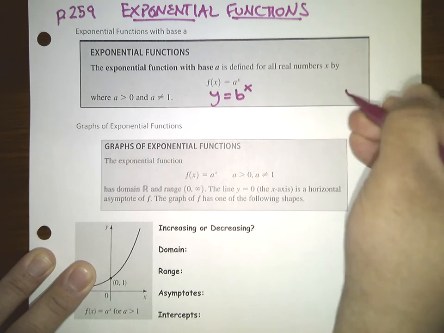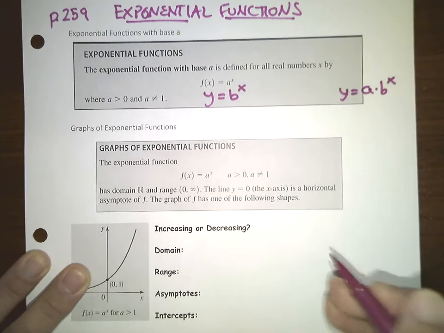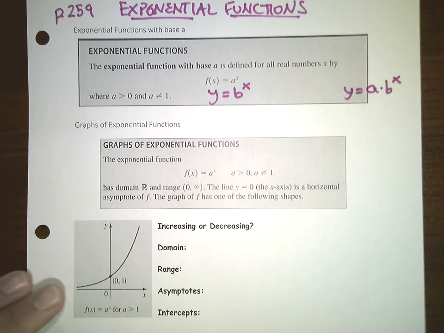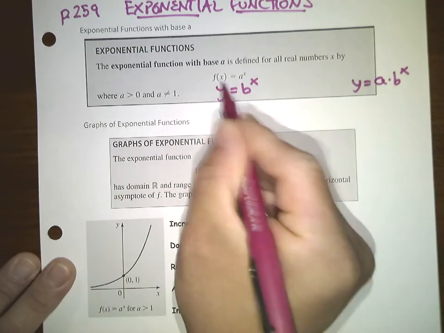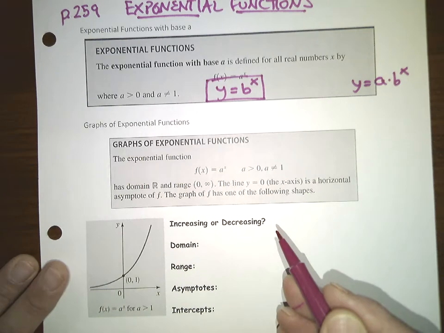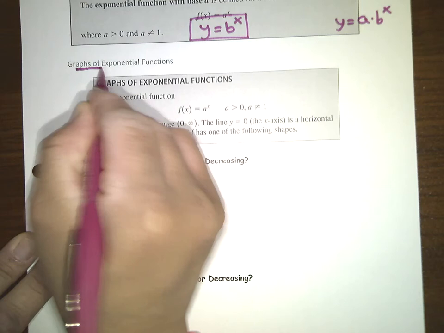And then you might see some that have another multiplying factor out in front later. So we'll talk about a couple of those in a little while. But let's just start with the basic ones where the form is just a base to the x power. All right, so let's start by talking about these exponential functions.